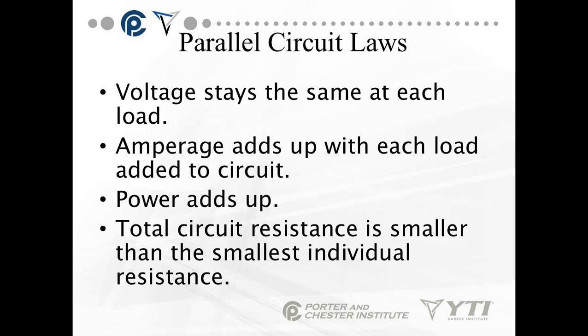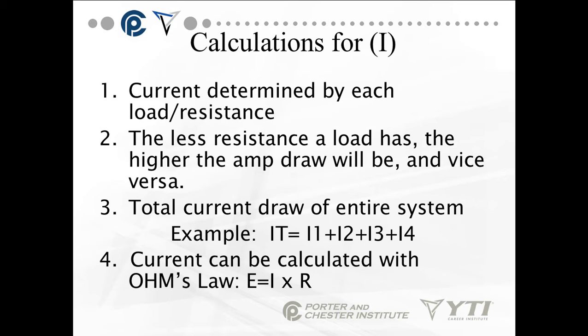Power adds up. Total resistance is smaller than the smallest individual resistance. Okay, let me say that again. The total resistance of the entire circuit is smaller than the smallest individual resistance in the circuit. To calculate for I, it's determined by each load and resistance. The less resistance a load has, the higher the amp draw will be. The total current flow of the entire circuit, in other words, IT, is all of the currents added together. Current can be calculated with Ohm's law, E equals I times R.